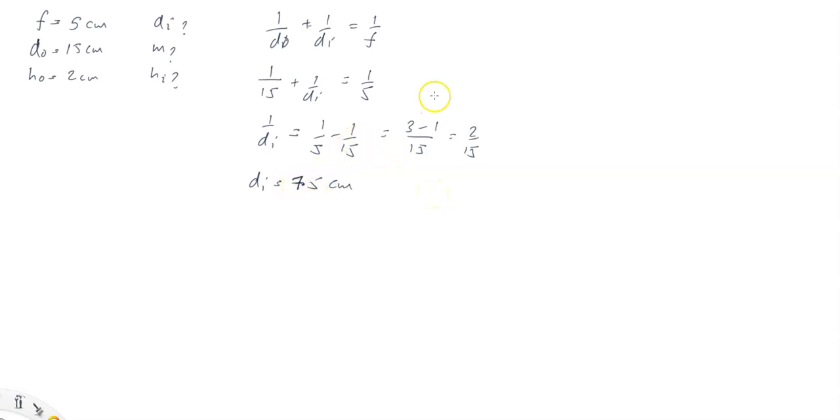Alright, let's find the magnification. Negative di over do, negative 7.5 over 15, negative 0.5. Okay, small image, inverted. 0.5 is less than 1, so it's a small image, negative, inverted. So how do we draw this? It's going to look like this.